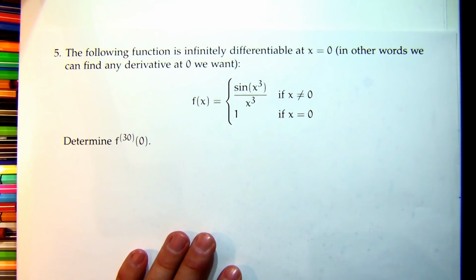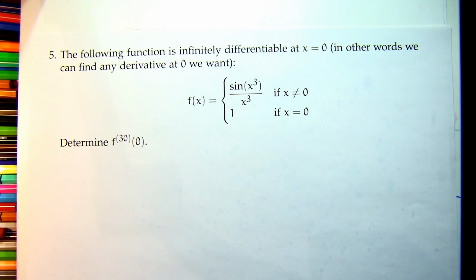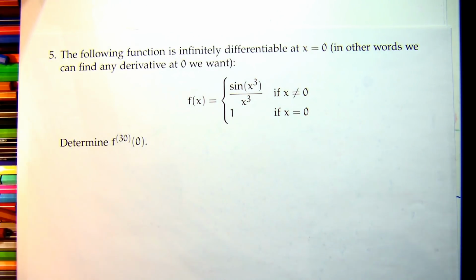The following function is infinitely differentiable at x equals 0. In other words, we can find any derivative at 0 we want. So let's find the 30th derivative at 0. This sounds like a Calc 1 problem until you realize that you have to start taking derivatives, and you're like, no, I'm not taking 30 derivatives of this because I'm going to have to get a couple of reams of paper to write it all down. And I'm going to make mistakes, and I'm going to lose points. And then I won't have time to do all the other fun problems that were on this test.